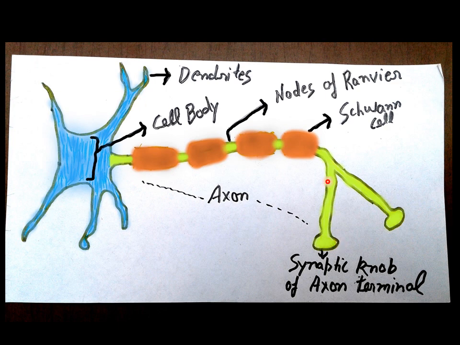Longer neurons are covered with a fatty, protein-lipid, whitish, and segmented myelin sheath. It protects and electrically insulates the neuron as well as increases the transmission speed of the nerve impulse in myelinated neurons.